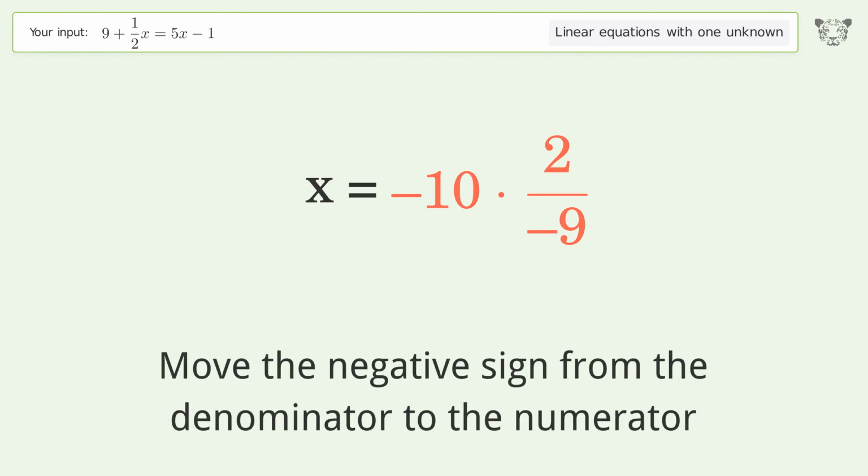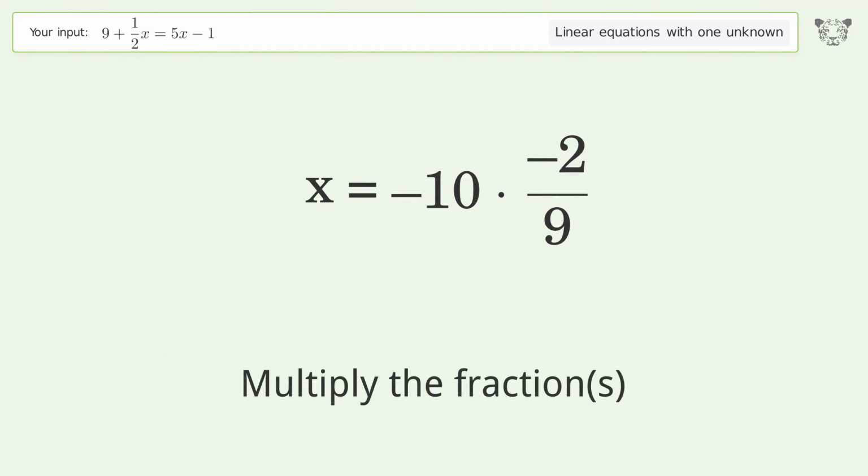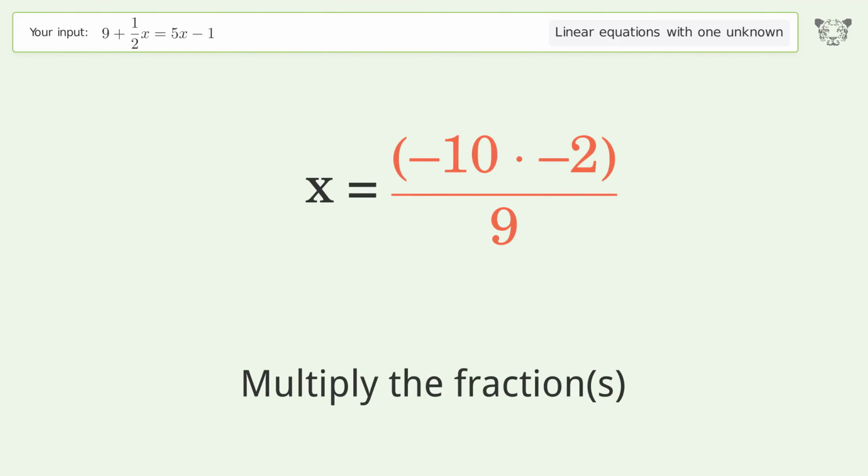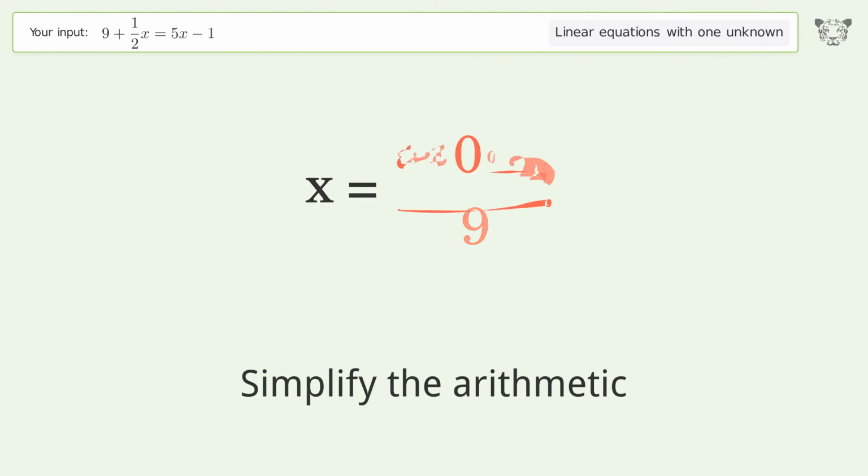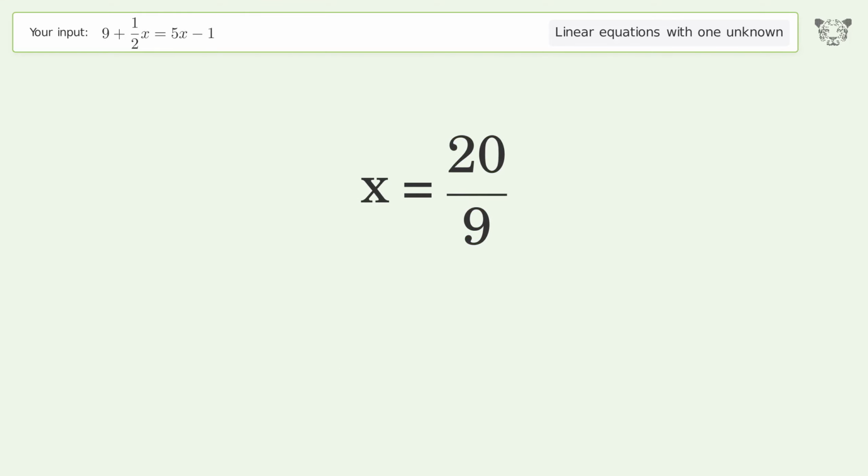Move the negative sign from the denominator to the numerator. Multiply the fractions. Simplify the arithmetic. And so the final result is x equals 20/9.